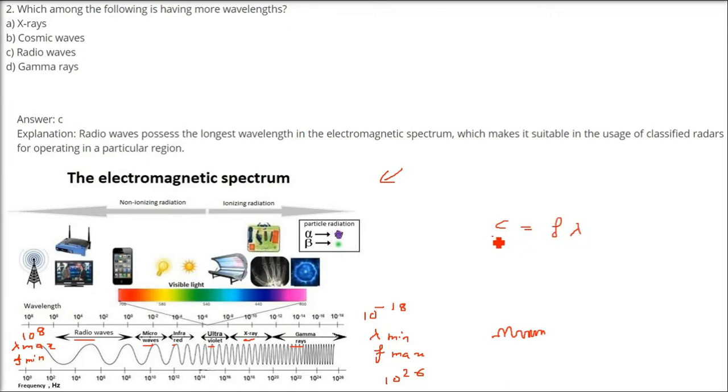In the electromagnetic spectrum, we have a formula C equals F into lambda, which makes it suitable for classified radars operating in a particular region. F is actually inversely proportional to the lambda. So wherever frequency is high, lambda will be less. Wherever we have lambda high, frequency will be less. So the radio waves is going to be the correct answer here.